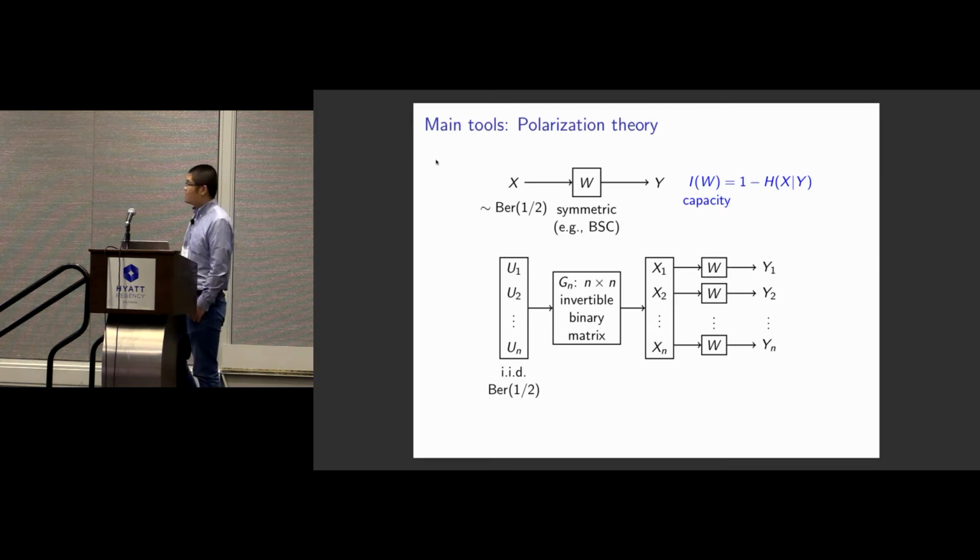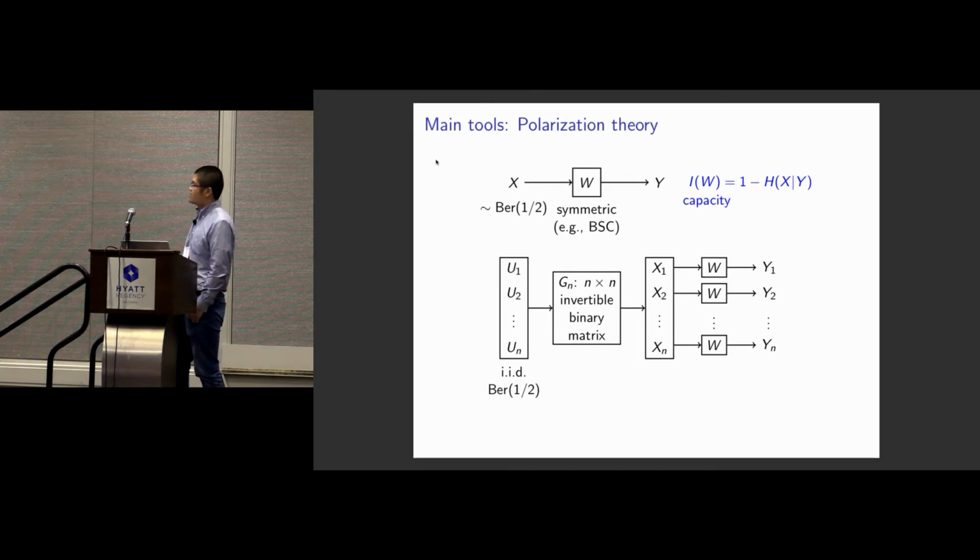And we consider, of course, multiple uses of this channel, and we do it in this way. We can think of this vector u1 to un as our information vector. They are i.i.d. Bernoulli 1/2. And let's say we have an invertible binary matrix of size n by n. We denote it as Gn. We multiply the transpose of this column vector, u1 to un, with this matrix Gn, and we obtain our codeword, x1 to xn, which is, of course, also i.i.d. Bernoulli 1/2. And then we transmit each xi through a channel W.